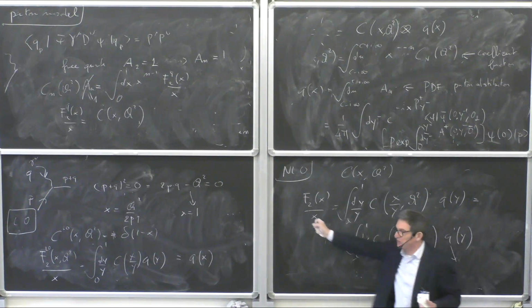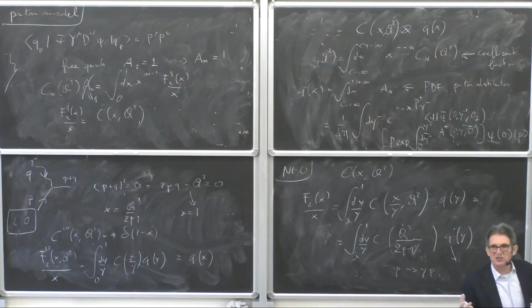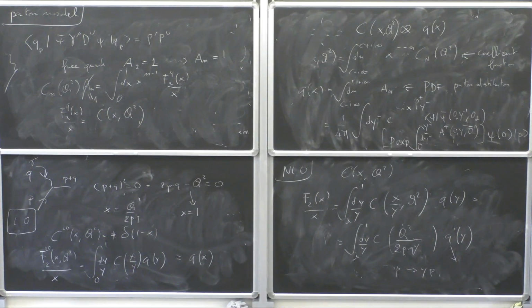So my structure function is a weighted cross-section in which I take the cross-section for scattering on a quark that carries momentum fraction y of the proton, weighted by the PDF of y, which is not quite a probability because q doesn't have to be positive semi-definite, it could be negative, so it's not really a probability, but it's sort of a probability, okay?